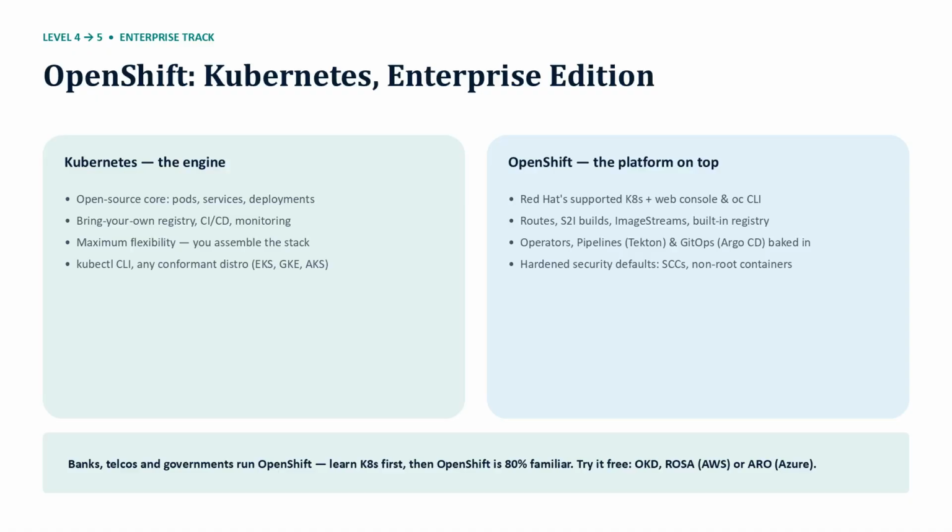Now, a name you'll hear constantly in enterprise job interviews, OpenShift. Think of Kubernetes as the engine and OpenShift as the complete car built around it. It's Red Hat's supported Kubernetes platform, and everything you just learned still applies.